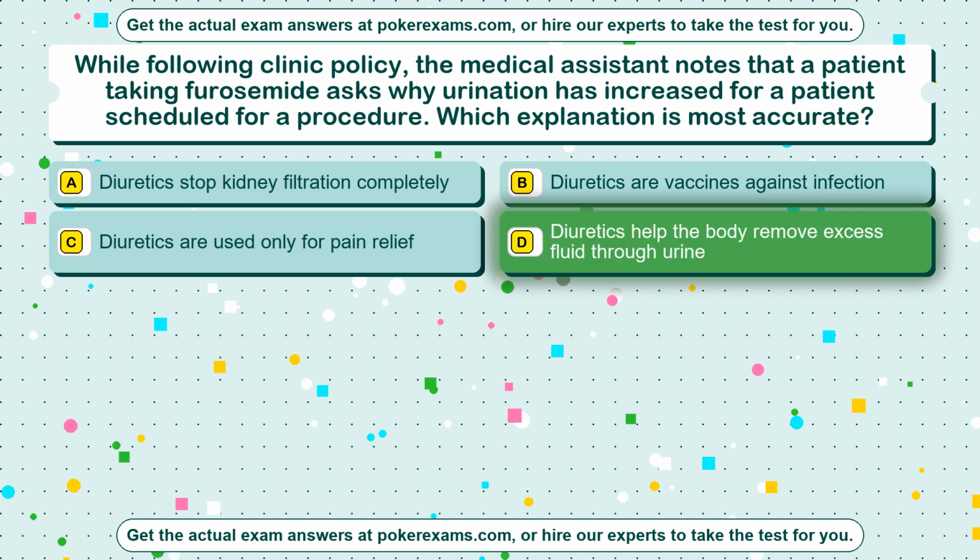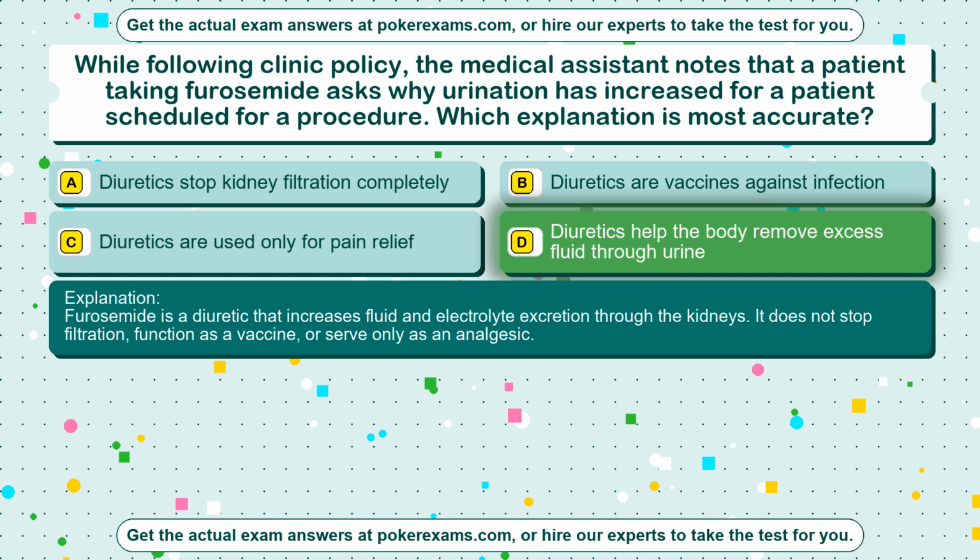The correct answer is option D. Diuretics help the body remove excess fluid through urine. Furosemide is a diuretic that increases fluid and electrolyte excretion through the kidneys. It does not stop filtration, function as a vaccine, or serve only as an analgesic.